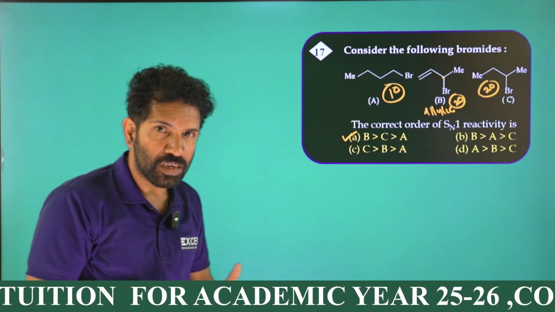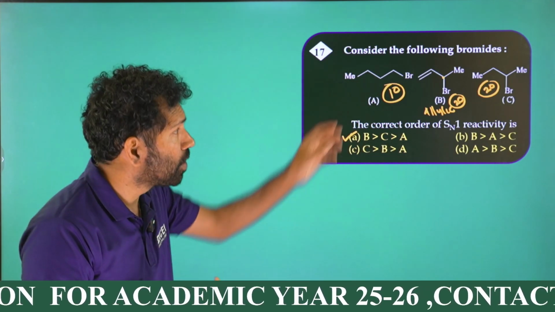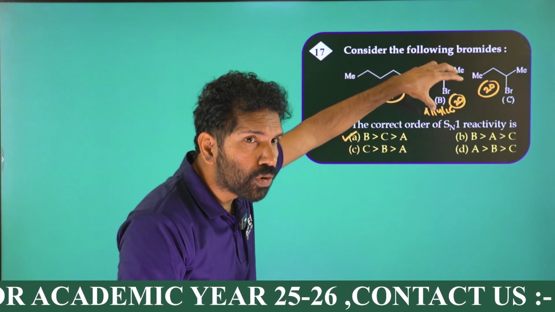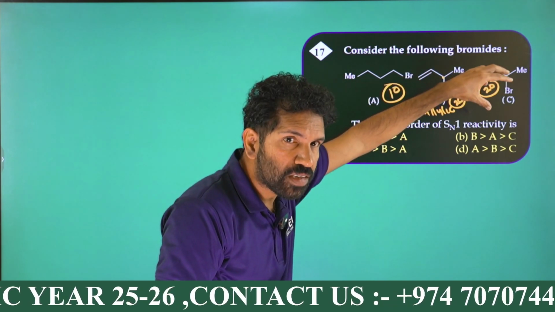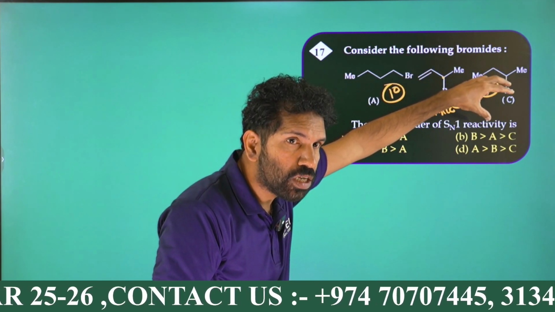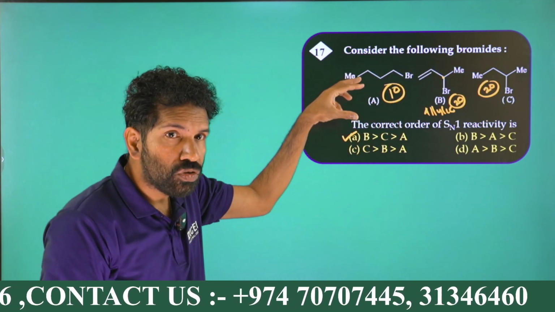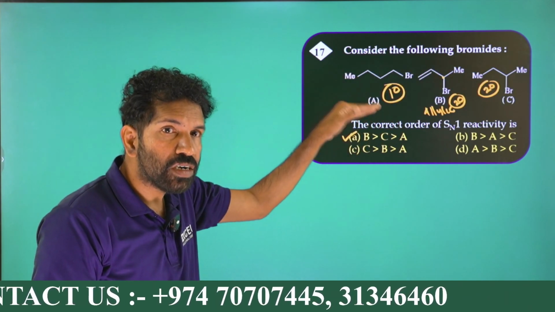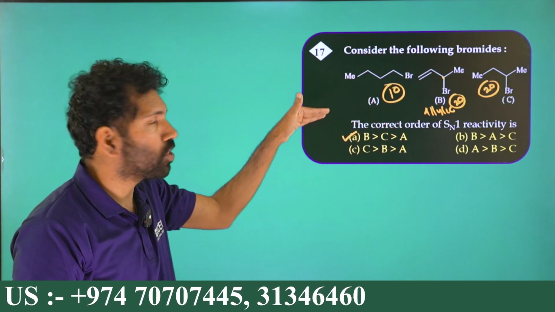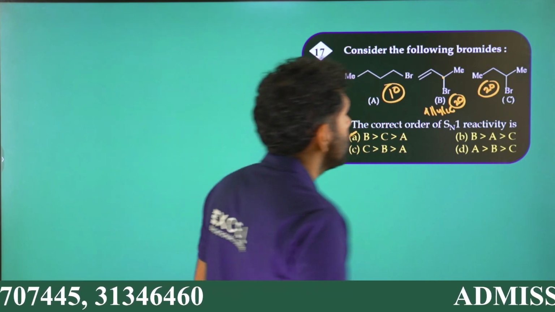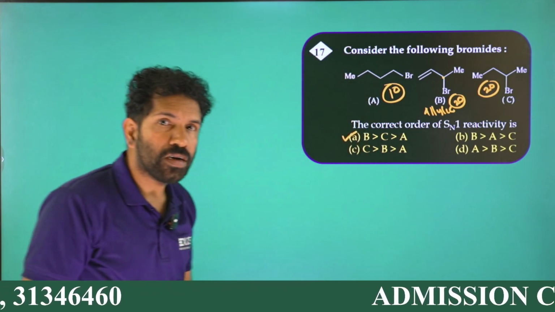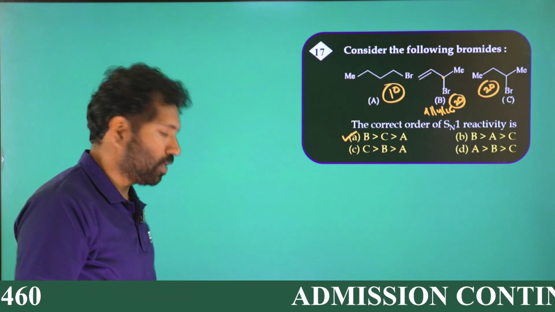Just now we discussed that in SN1, the reactivity order is that allylic is more reactive than secondary, and secondary is more reactive than primary towards SN1 reaction. Just study that order and do it. The answer is B, then C, then A. Hope you got it right.